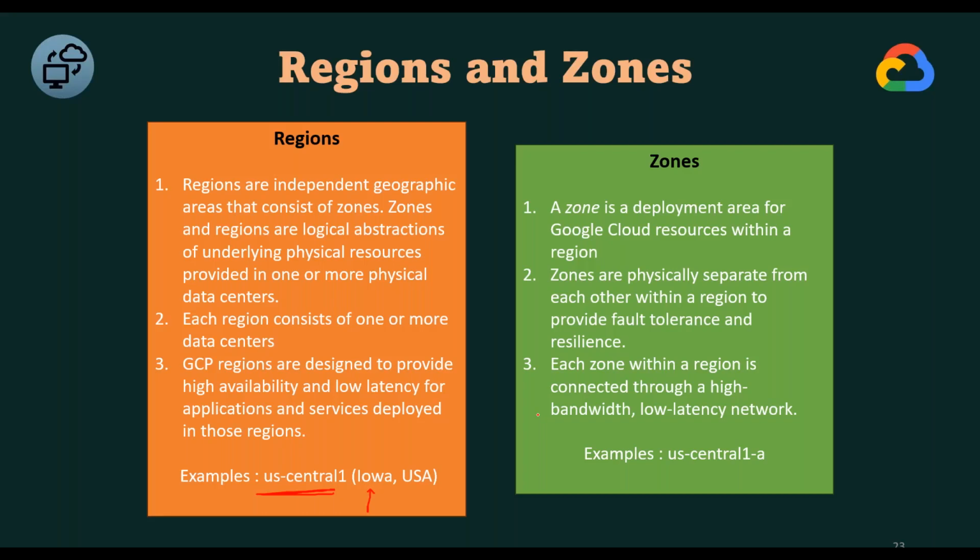A zone is a deployment area for Google Cloud resources within a region. It is a deployment area. What does deployment area mean, sir? The zone will have the infrastructure, and on the infrastructure you deploy the application. That is the reason they call it a deployment area for deploying your application within a region. And zones are physically separated from each other within a region to provide fault tolerance and resilience.